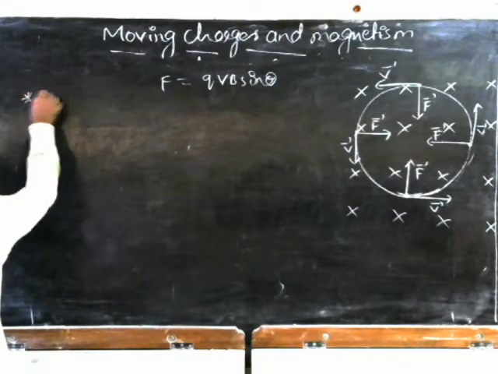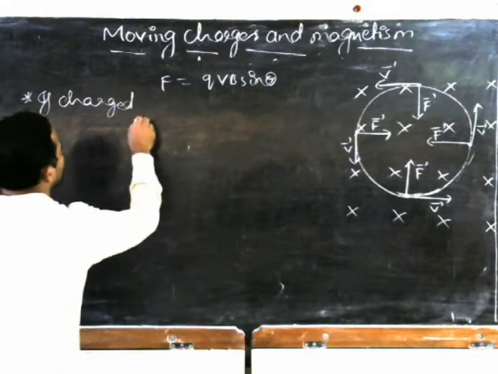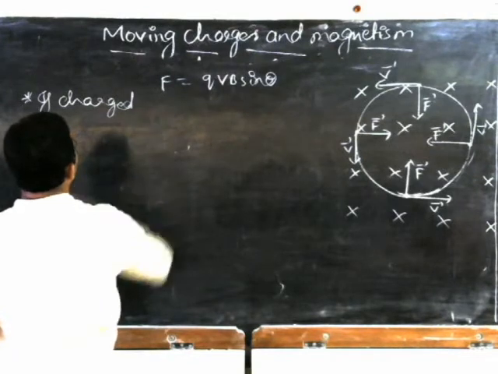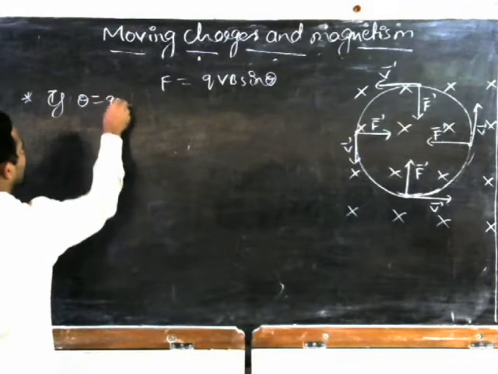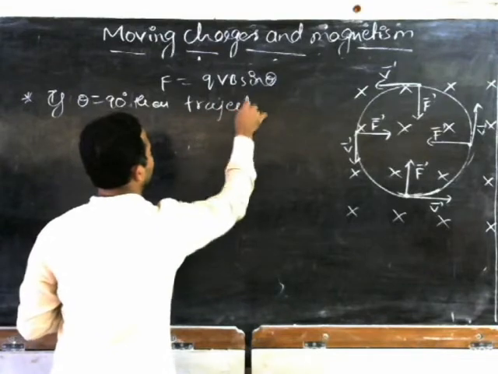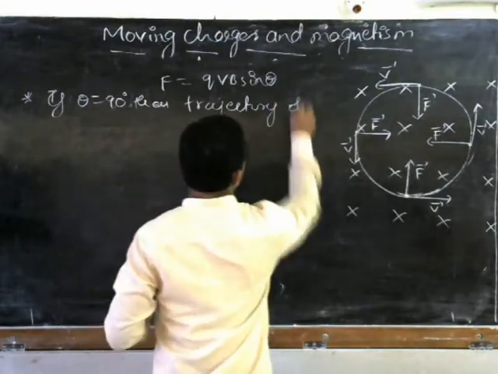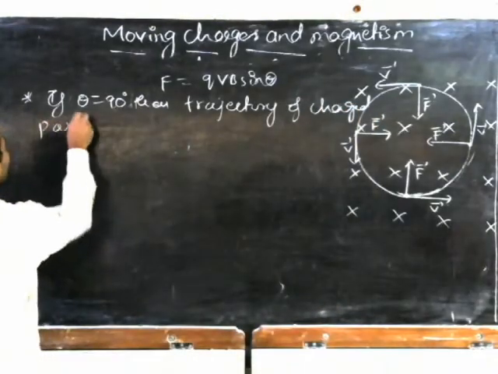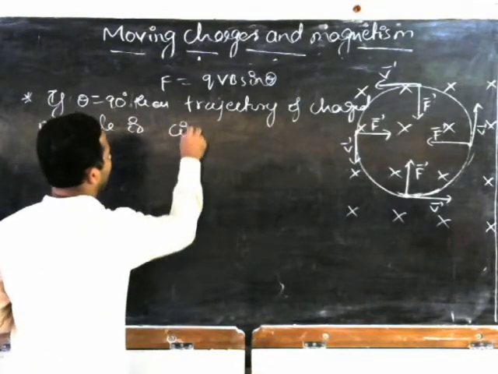So, here, if the charged particle moves in this way, if theta is equal to 90 degrees, then the trajectory, I already told you trajectory means the path traveled by the charged particle, then the trajectory of the charged particle is circular.